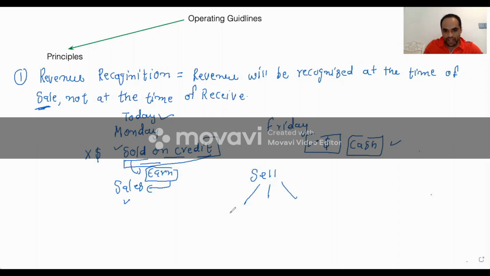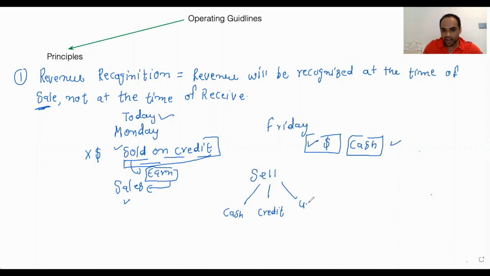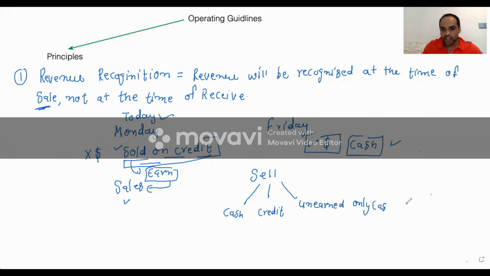One, you sell by cash. Second, you sell by credit. Third thing is unearned. Unearned means you receive only cash, but no sell anything. Remember unearned income, current liability?